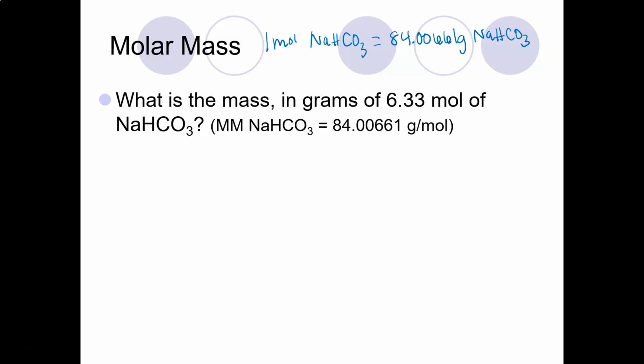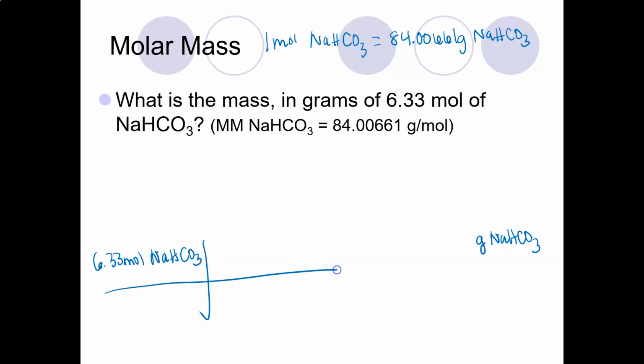So when we look at this, well, what unit are we solving for? Well, it says, what is the mass in grams? So we're solving for grams of sodium bicarbonate, which is baking soda, by the way. And we're starting with 6.33 moles. Now, I know we were also given that 84.00661, but that's our unit factor, right? And unit factors go in the middle. So 6.33 moles of NaHCO3. When I set this up, I'm going to take my unit factor up here.